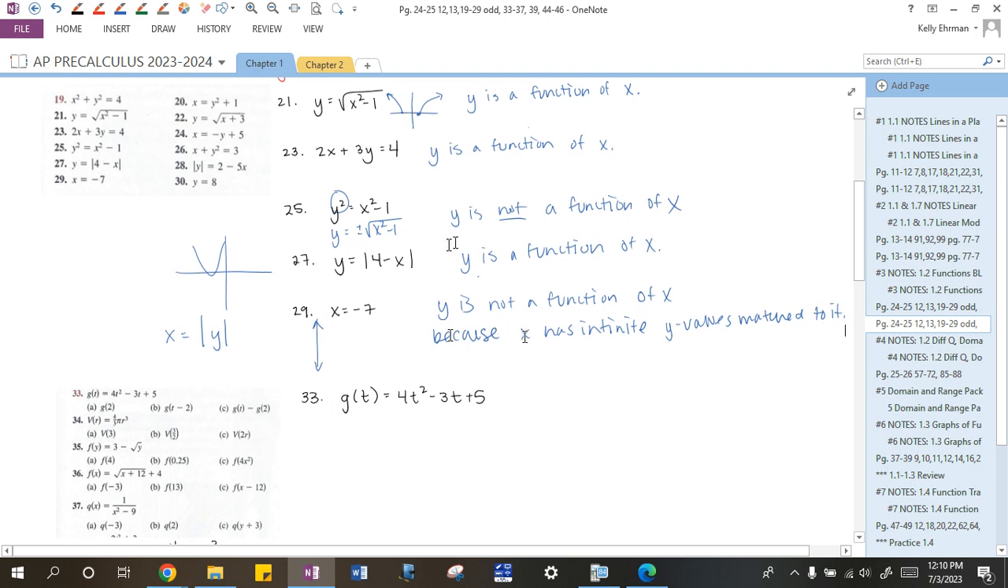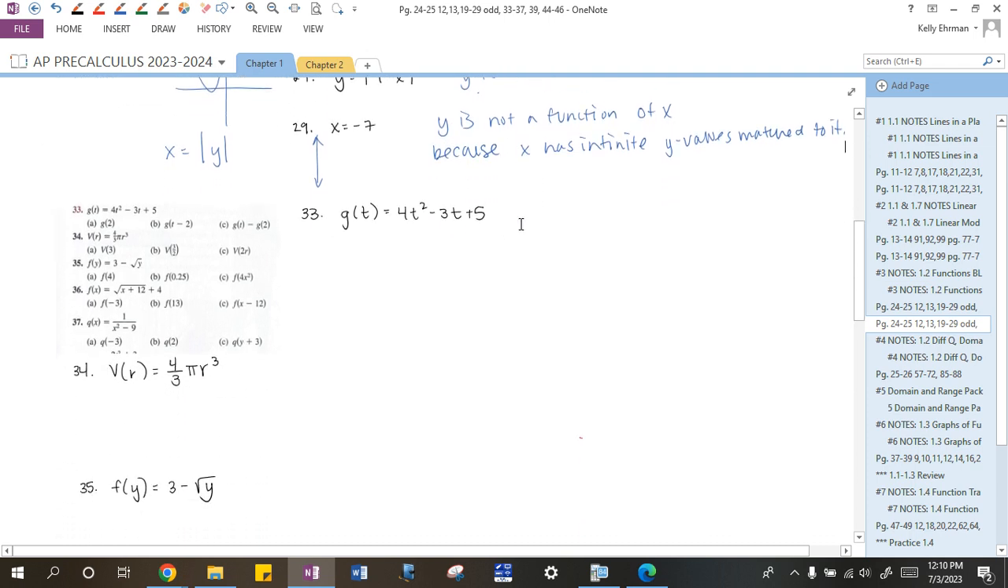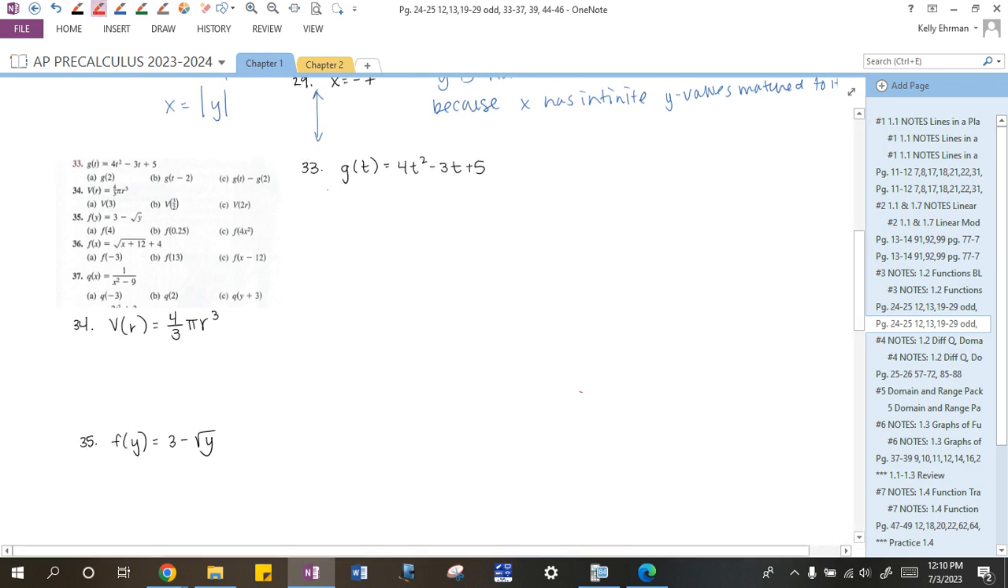Okay, so function, not function, we got that down. And then the next section is just evaluating. This is something that you've been doing for years. I just wanted to jog your memory.